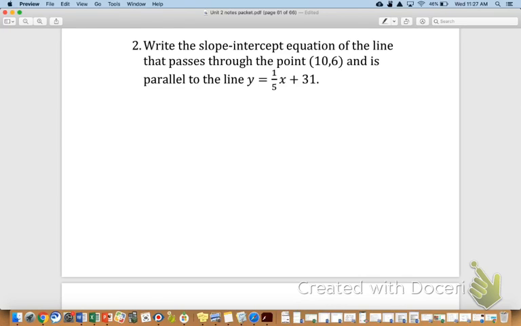The line should be y equals 1/5 x plus 31. Practice day 15, unit 2, day 15. A couple of other people said that. So you just find some space.